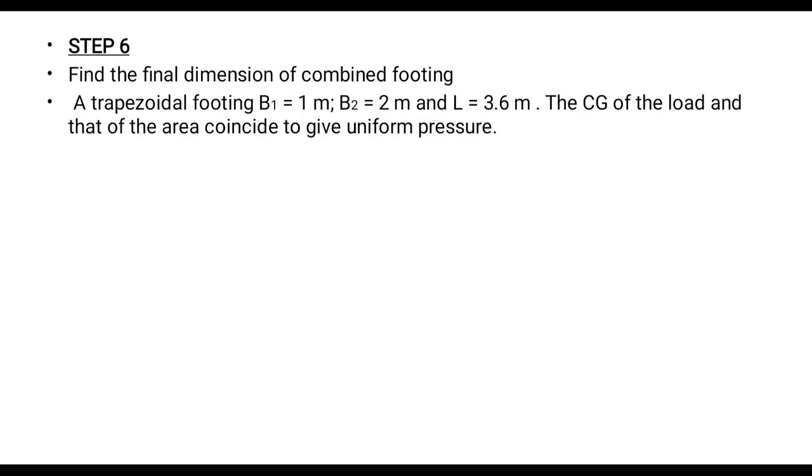Finally, step number 6. Find the final dimension of the combined footing. A trapezoidal footing: B1 is 1 meter, B2 is 2 meter and L is 3.6 meter. The center of gravity of the load and the centroid of the area coincide to give uniform pressure.